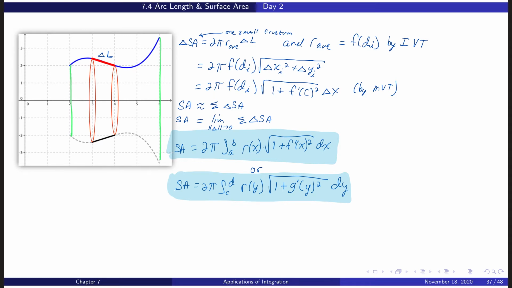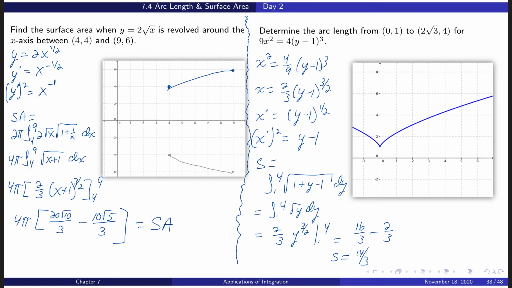Okay, so let's go into a couple examples. In example 1, we have the curve y equals 2 root x, and we're going from (4, 4) to (9, 6), which is drawn here in blue. We're going to revolve it around the x-axis, which means our three-dimensional object is this. That point gets rotated around, this point gets rotated around. And so what we're going to do is take this function and substitute it into the surface area formula. Surface area is 2 pi times the radius. What's the radius? The radius is just the y value. The y value is 2 root x.